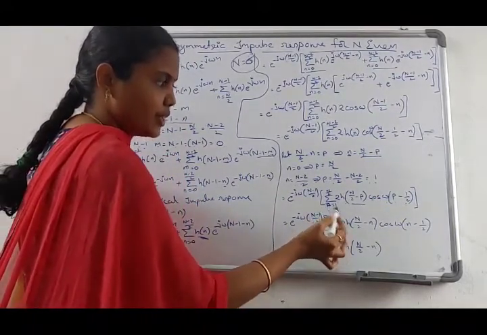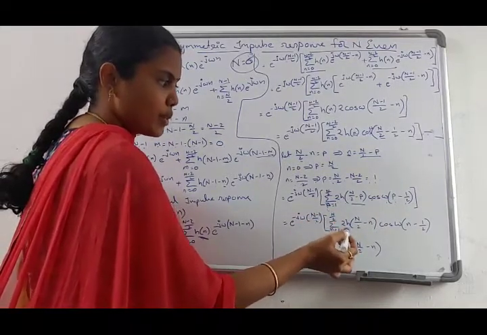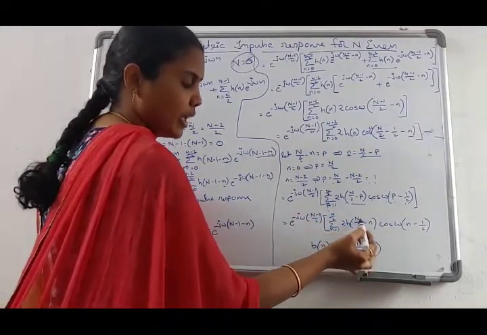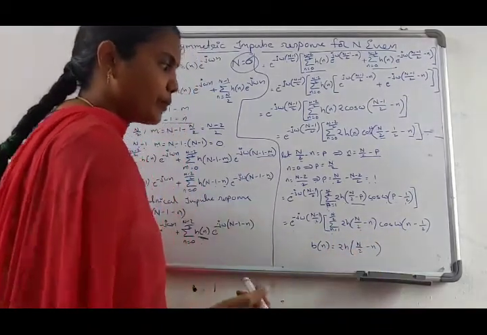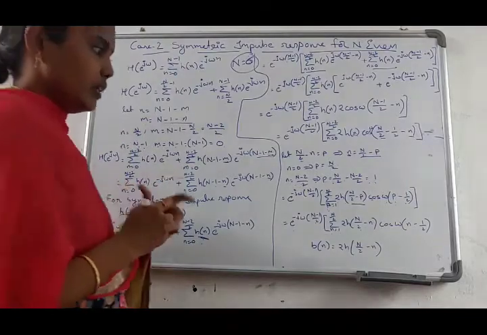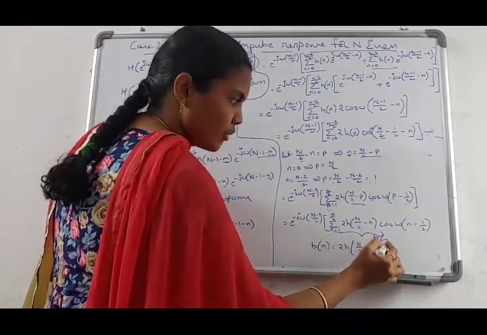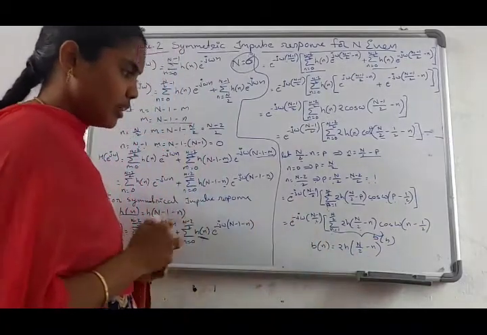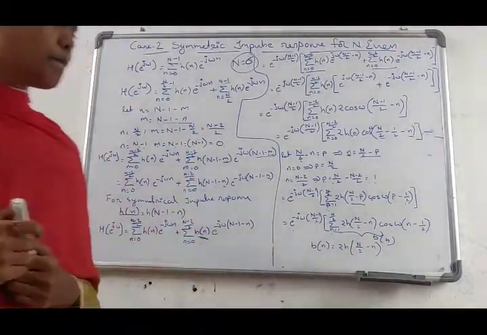Now you have to change p to n. N is equal to 1 to N by 2, 2h of N by 2 minus n, cos omega of (n minus 1 by 2). Now this equation you have to keep as b of n. For simplification, you have to write b of n is equal to 2h of N by 2 minus n.